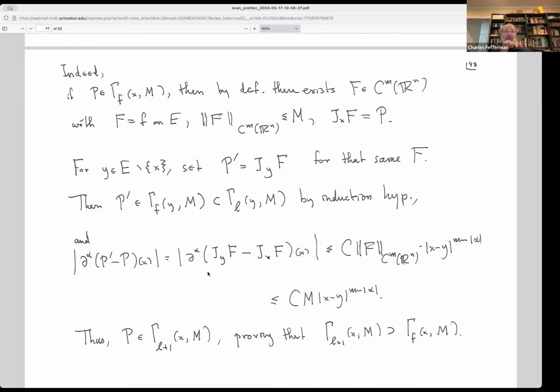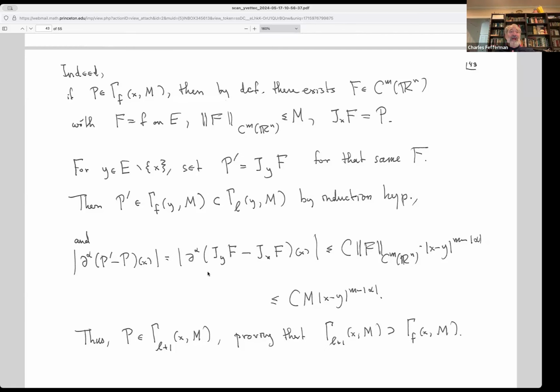Now, if y is any point of E other than x, we can simply set P prime equal to the jet of that interpolant F at y, for the same F. And so then P prime belongs to gamma F of ym because it is the jet at y of a suitable interpolant. And we've assumed by induction hypothesis that gamma f of ym is contained in gamma L of ym. So P prime is in gamma L.